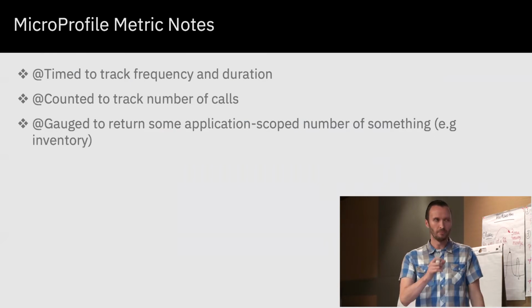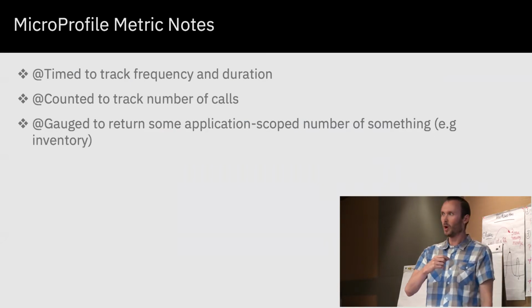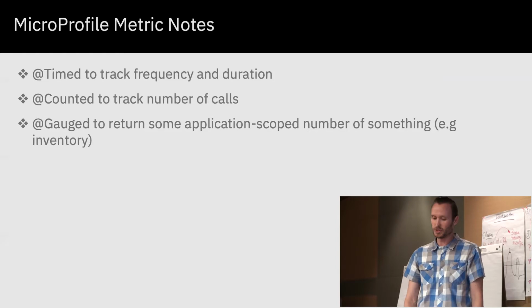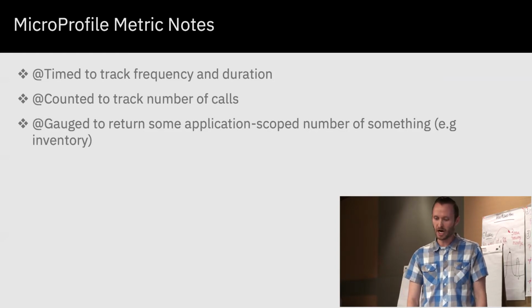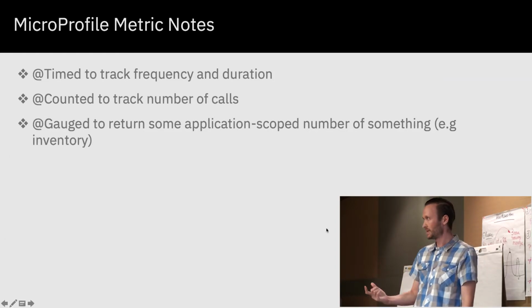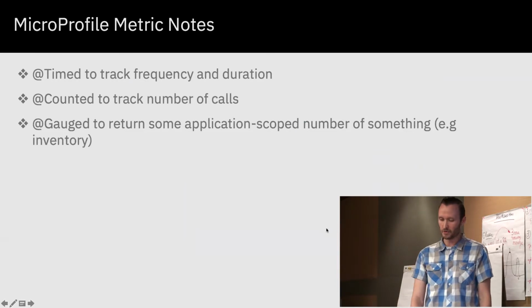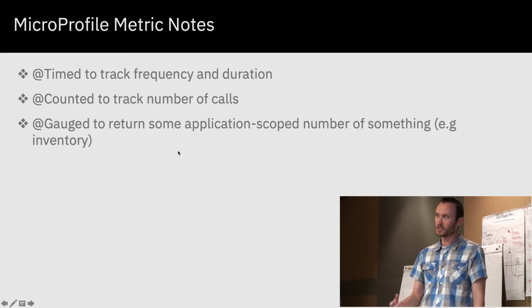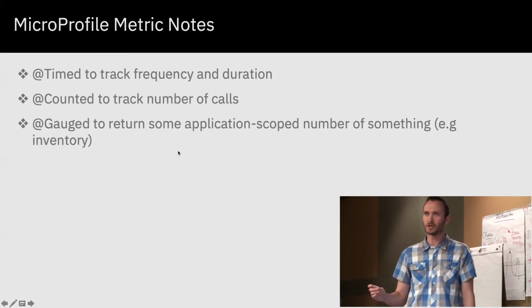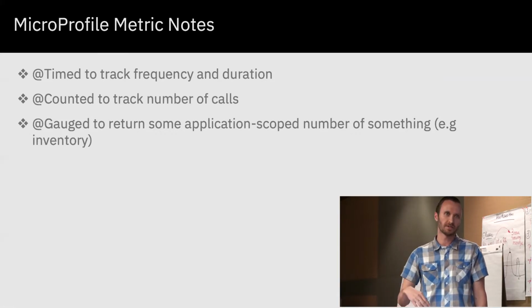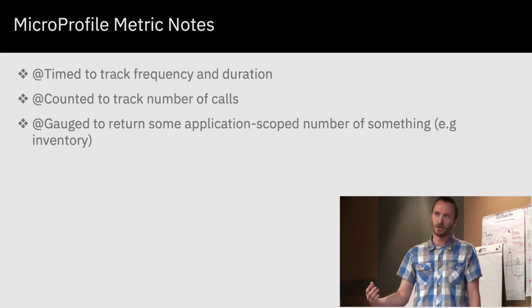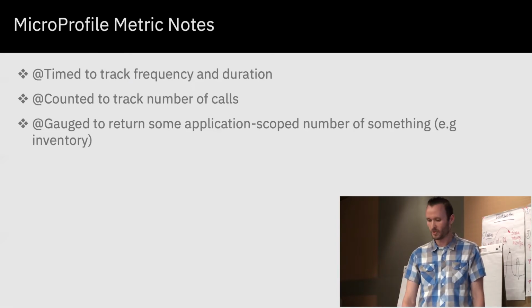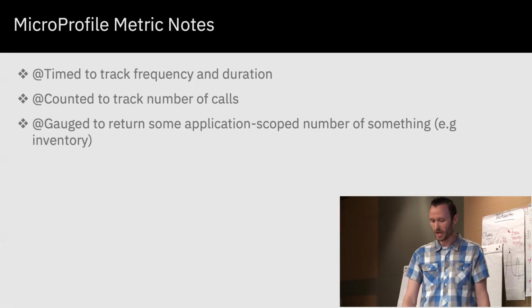So metered is actually just a way to specify multiple annotations. You can specify them individually. So timed is just timing the number and duration of requests. Counted counts the number. And gauged is a kind of separate thing from metered, where you can say, how many items are in my inventory. So it's just a way to provide some metric, application-defined metric.